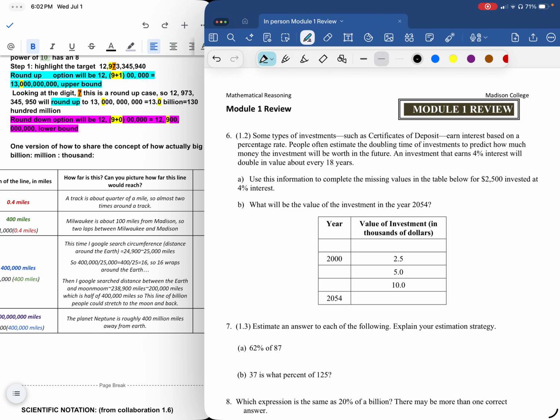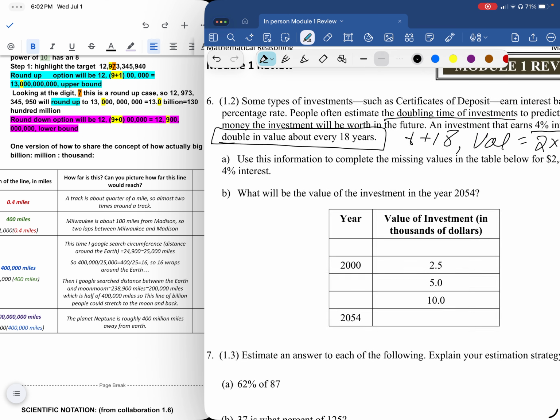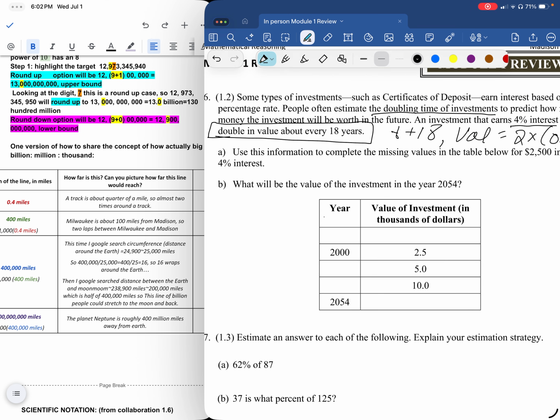Some types of investment called certificates of deposit earn interest based on a percentage rate. People often estimate the doubling time of an investment to predict how much it will be worth in the future. An investment that earns 4% interest will double in value every 18 years. So this tells you the value at T plus 18 is 2 times the old value. So that's kind of our model. So our year is going to be old year plus 18.